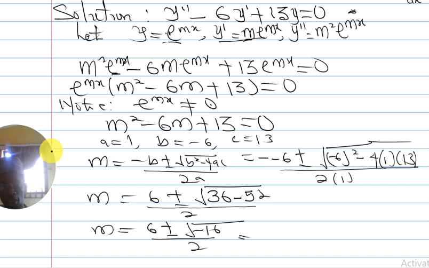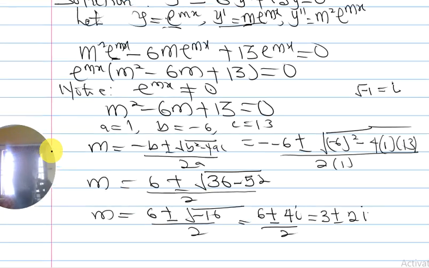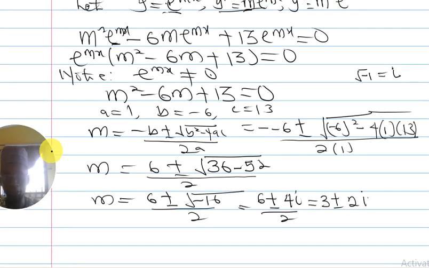Now note, square root of minus 1 is equal to the complex number, which is i. That is, I can have plus or minus, this one will be 4i over 2. You can have this one now be 3 plus or minus 2i. Now by equation we have gotten my m.